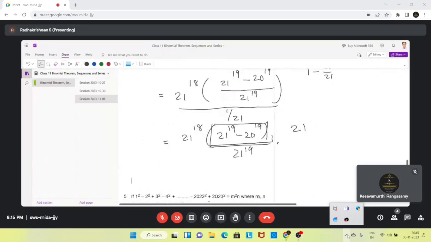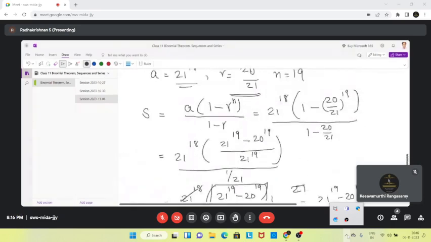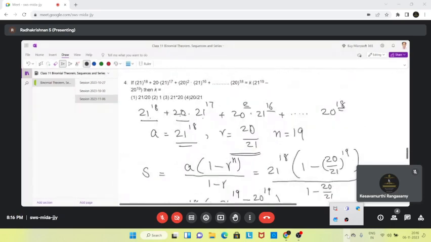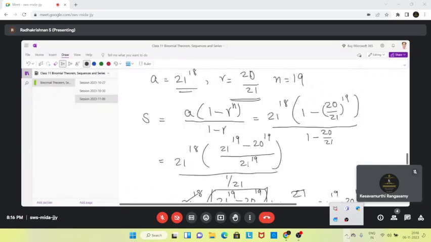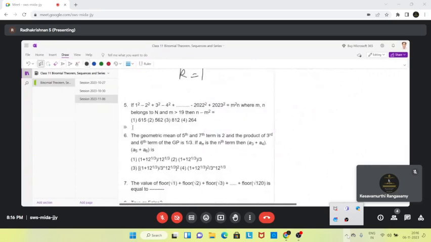What remains? Here 21 into 21 to the power of 18 is 21 to the power of 19. So the denominator is also 21 to the power of 19, so it simply gets cancelled. That means k equal to 1. Okay, so k equal to 1. They're given that option 2, right? Okay.